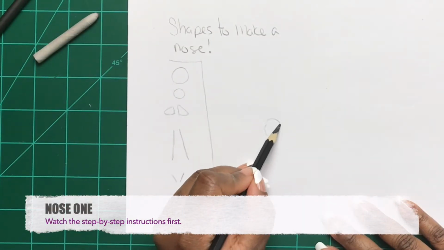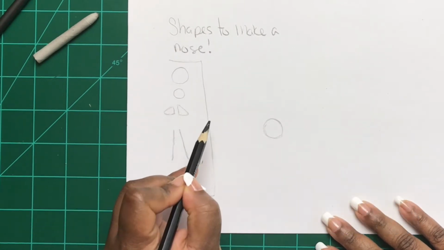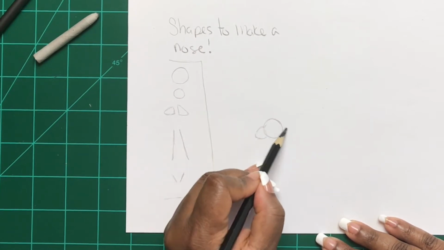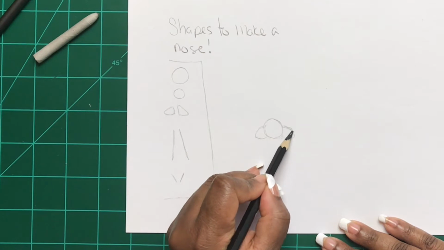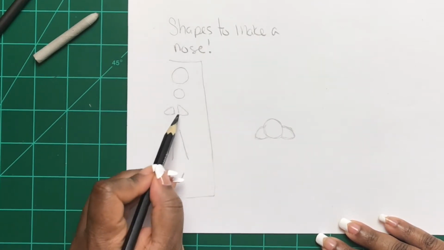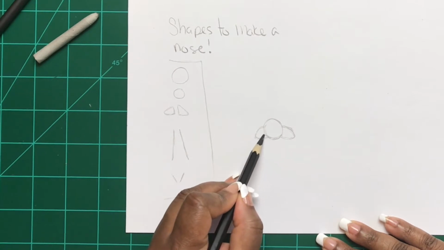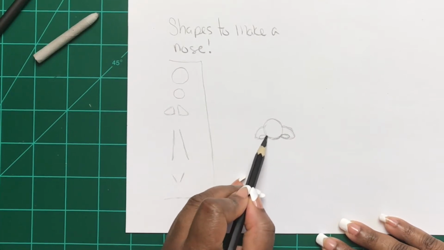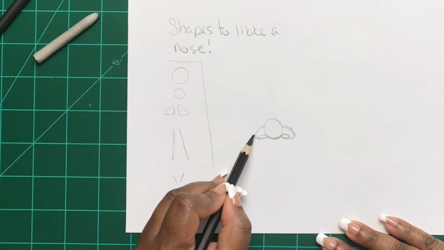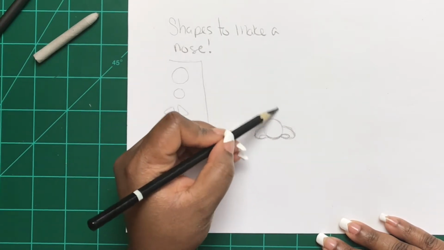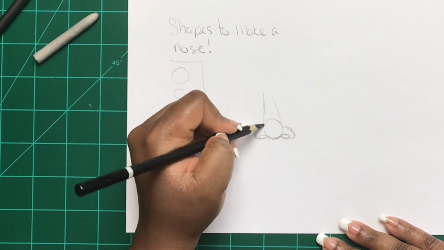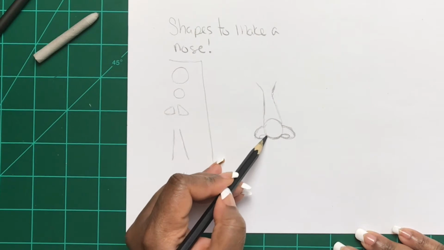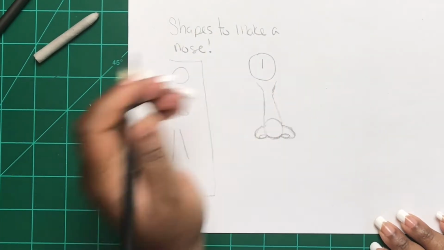You're going to start off by creating a circle, and then from there you're going to create two smaller circles off to each side of that bigger circle. It's more like a triangle or oval shape. You're going to go ahead and create these little tiny loops at the bottom of the two circles on the side. That's going to give you the shape of the nostril. From there you will create two lines that are parallel but kind of slanted inward to create the bridge of the nose. And that's the basic shape of the nose.